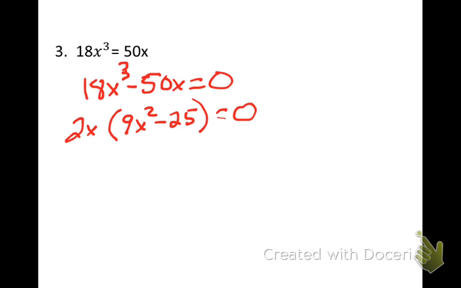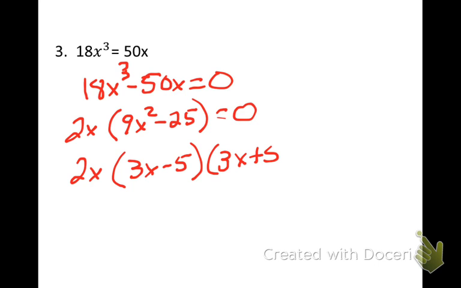And then hopefully you're starting to recognize difference of squares pretty quickly. That is a difference of squares. So it will factor into 3x minus 5 times the quantity 3x plus 5 equals 0. If you set each factor to 0, this one I'm going to write out for you just to make sure you understand.